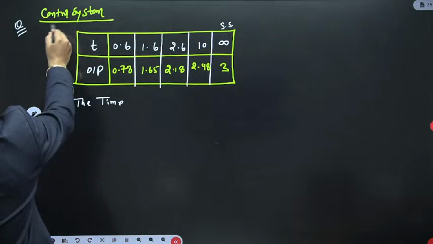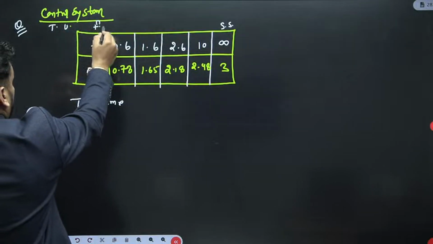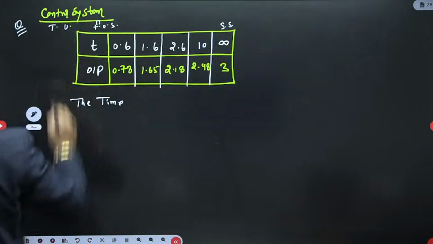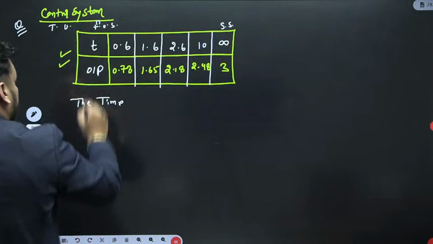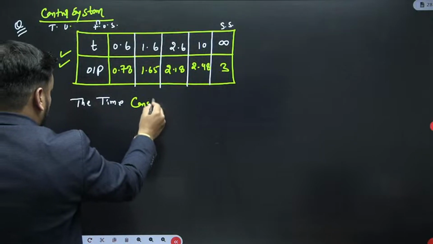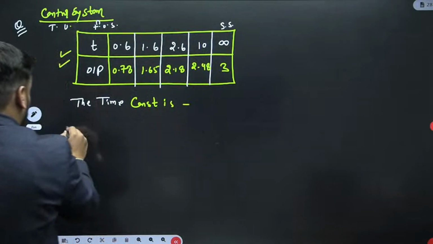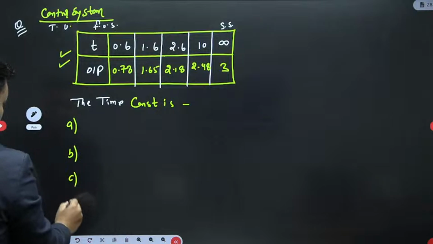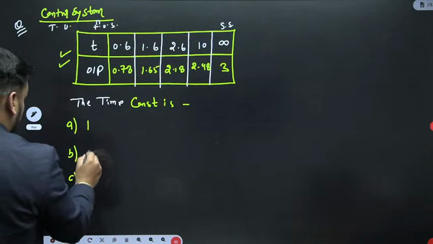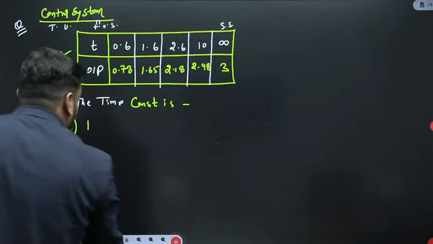The question is the unit step response for a first order system, and this equation is given to you. This table is given to you. The examiner is asking for the time constant. I am writing in short form only. So the ABCD options are like this: 1, 2, 3, 4. Now, guys, how to solve this question?